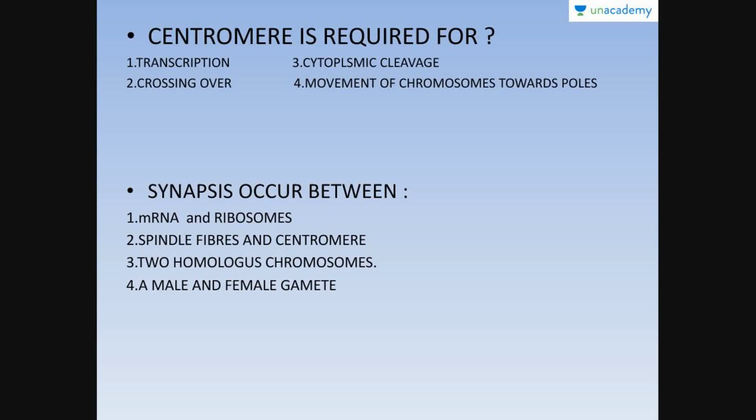So it is not involved in transcription, it is not involved in crossing over, it is not involved in cytoplasmic cleavage. So the answer is movement of chromosome towards poles, because there is a special structure called kinetochore present on the surface of centromere that attaches to the microtubules. Once it attaches to the microtubules, the bond is so strong that if the spindle fiber condenses or becomes short in length, these chromatids also become short, like they also shift away from the equatorial plate.